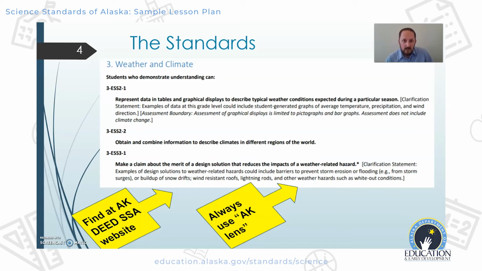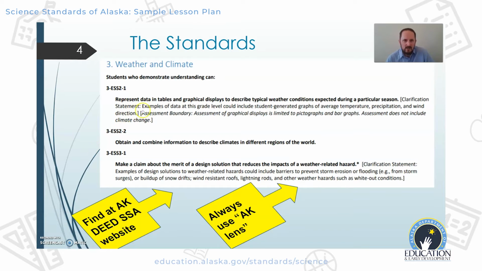Fourth grade covers weathering and erosion, and fifth grade covers earth systems and how they interact, so the hydrosphere is involved. These grade level standards build on each other as students gain more and more understanding of weather and its effects on earth systems. So let's take a look at these third grade standards.